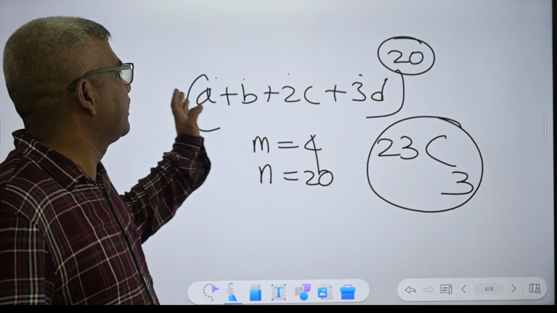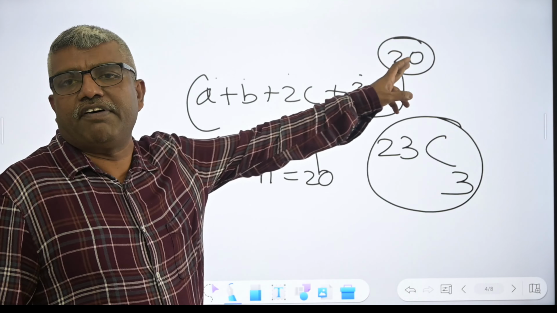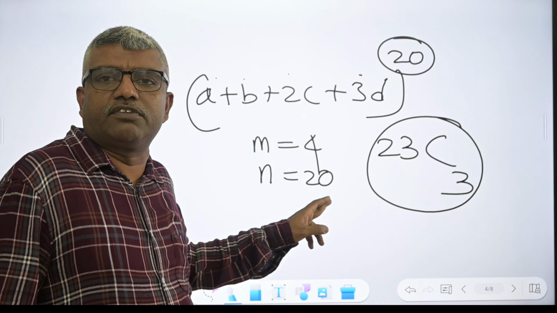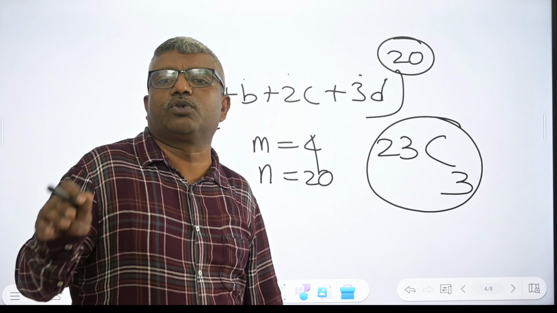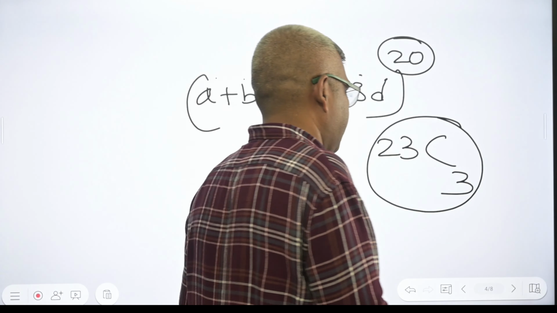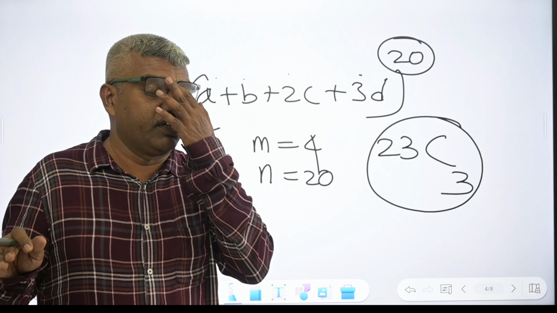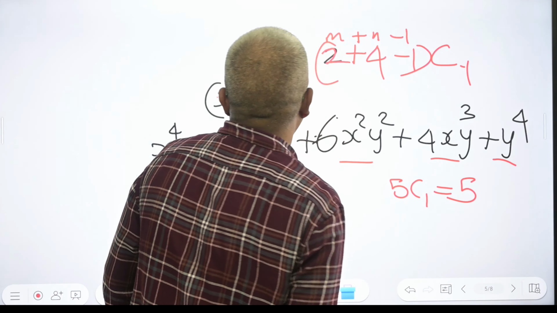For example, I will give you (a + b + 2c + 3d) to the power 20. How many terms m are inside the bracket? 4: 1, 2, 3, 4. To the power 20, so m is equal to 4, n is equal to 20. So m plus n, 20 plus 4, is 24, minus 1 is 23, C (m - 1) is 3. So 23C3 terms are in the expansion.